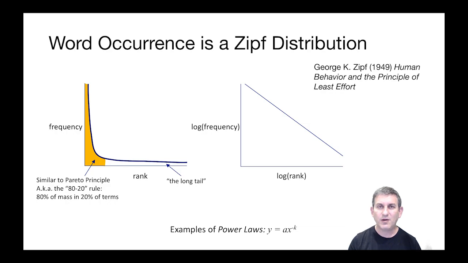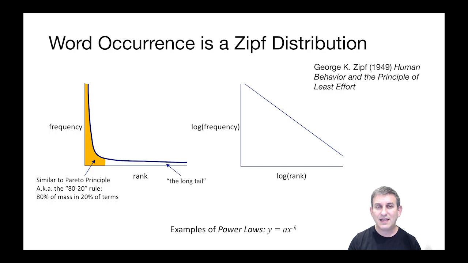This is very similar to what's called the Pareto principle, or sometimes the 80-20 rule, in which 80% of the probability mass falls in 20% of the terms. A simple way of saying it is some things are hot and many things are cold. Okay? When you take the log of the Zipfian distribution and you plot log frequency against log of rank, you get a descending straight line like that.